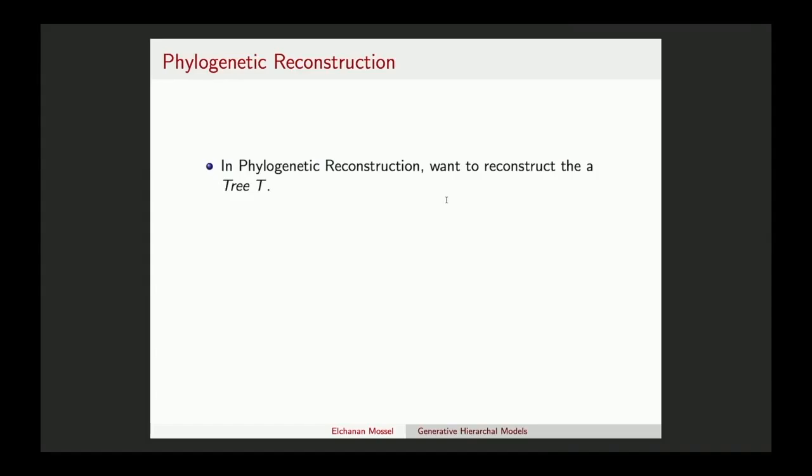So here's a problem I like a lot because it's trees. I hate networks. Networks are a pain, but trees are very nice. You can do with trees whatever you want. In fact, this is the problem that I mentioned before, the problem from biology, phylogenetic reconstruction. So you want to reconstruct a tree T. Let me explain what this tree T is.